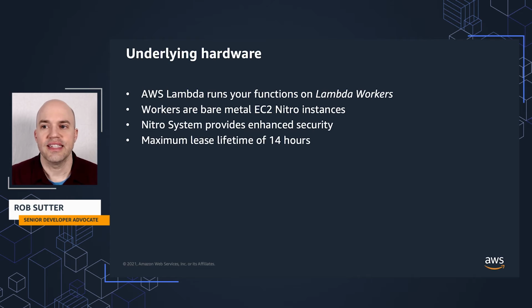Lambda worker instances have a maximum lease lifetime of 14 hours. That means from the time they're first deployed until the time they're retired out of the fleet is only ever 14 hours. This is another security mechanism and enforces underlying patching in treating the infrastructure as immutable. For additional information on the EC2 Nitro system, please visit the URL shown on this slide, s12d.com/nitro.